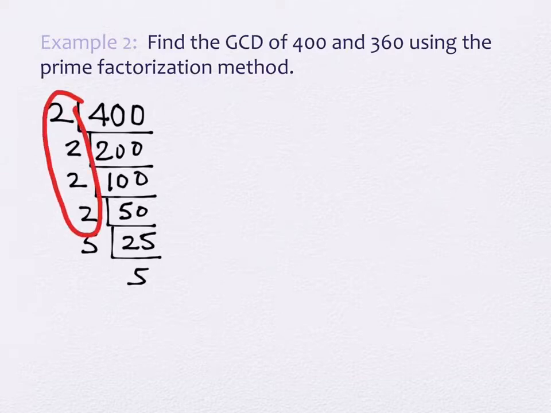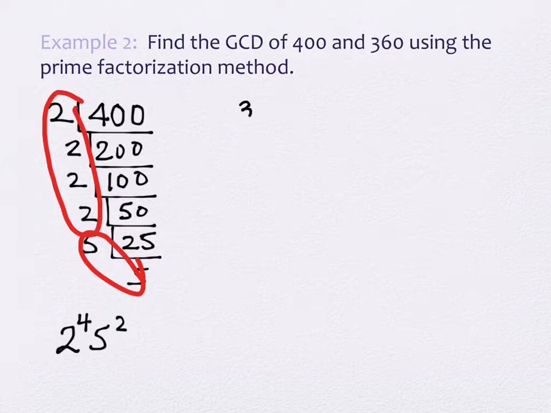Now, the prime factorization is nicely put over here. I have 2's and I have 5's. How many 2's do I have? 4 of them, so that's 2 to the 4th. And how many 5's do I have? 2. So the prime factorization for the number 400 is 2 to the 4th times 5 squared.